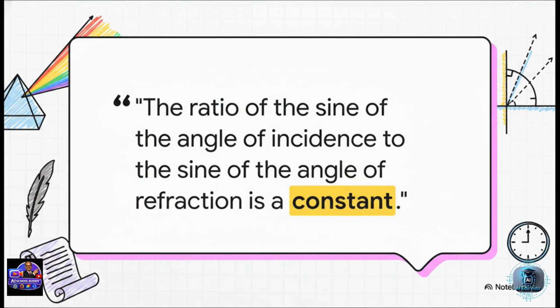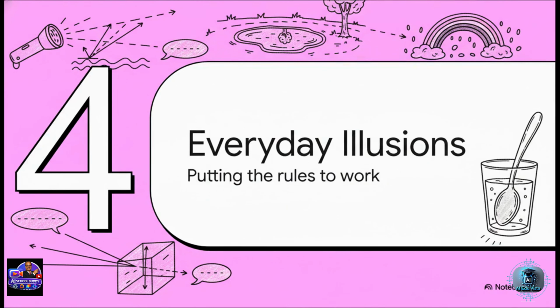Now, this isn't just some random effect. A guy named Willibald Snell figured out the exact math for it way back in 1621. His rule, Snell's law, lets us predict exactly how much that light is going to bend. It's a constant, predictable relationship. So, we've got our two basic rules, light bounces and light bends. Now for the fun part. Let's see how these simple ideas create some of the optical illusions you see all the time.